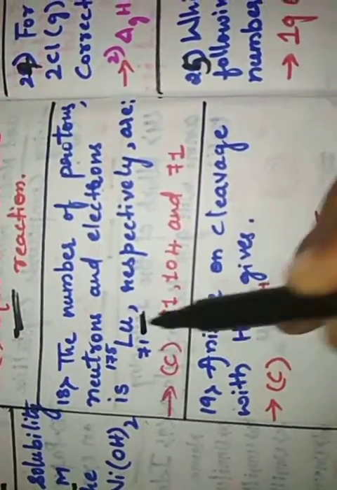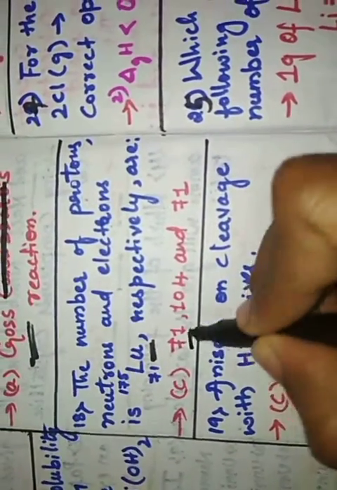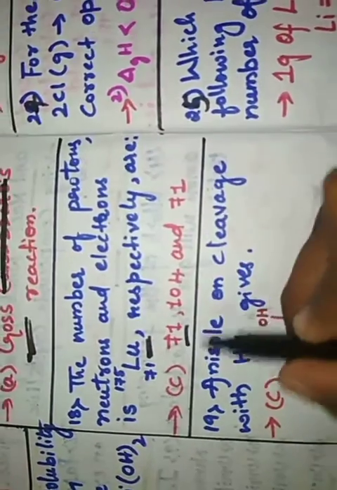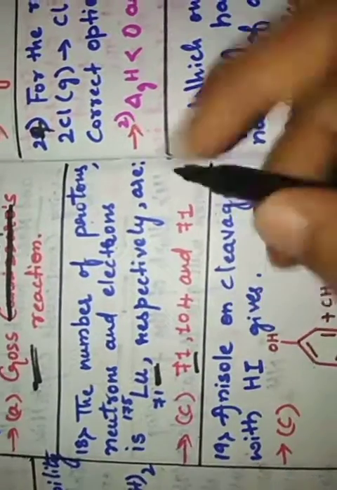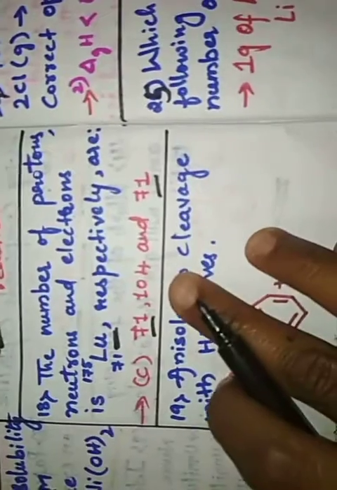Moving to the 18th one, the number of protons, neutrons and electrons in lutetium, respectively, are. That is 71 is given, 175 is given. See, end to end. You should write end to end 71. In the middle the number is neutrons. You can write this 104. This is the answer. The anisole on cleavage with HI gives... If you react anisole with HI, then it gives phenol plus methyl iodide.